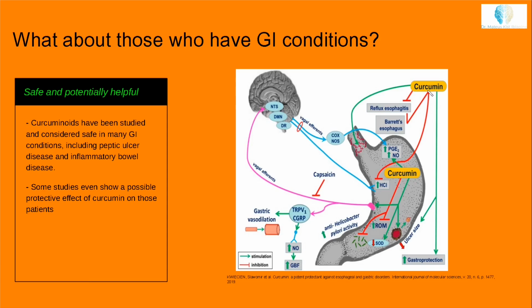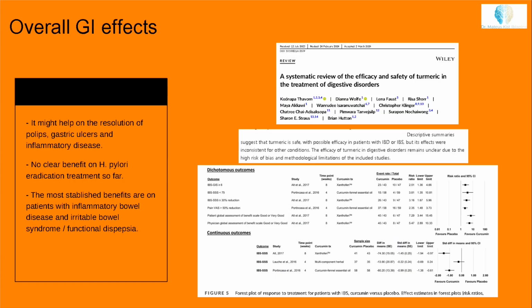Curcumin might help modulate. Modulate means to balance, let's say. Many different mechanisms that might be beneficial to people with different conditions of the gastrointestinal effects, particularly reflux and what we usually name as gastritis or peptic ulcer disease. Let's talk a little bit over the overall gastrointestinal effects of curcumin. This is a very nice paper. It was published in 2024 that reviews the effect of curcumin and turmeric supplementation on digestive disorders.